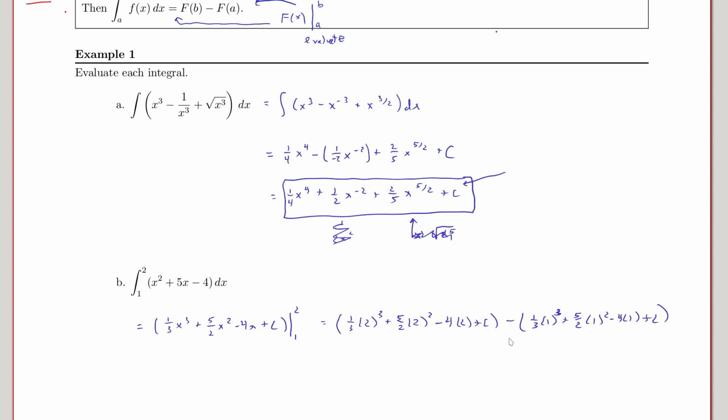So what happens to the constant? Well, that negative sign's going to be distributed through this parenthetical expression, and so we'll have c minus c. So this is why we don't include the constant with definite integrals, it would always subtract away. And then if you clean up what's left here, I got 35 over 6.